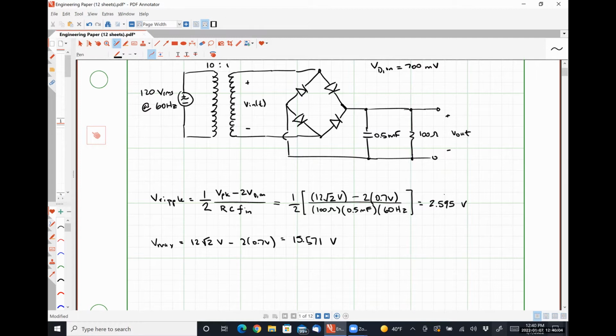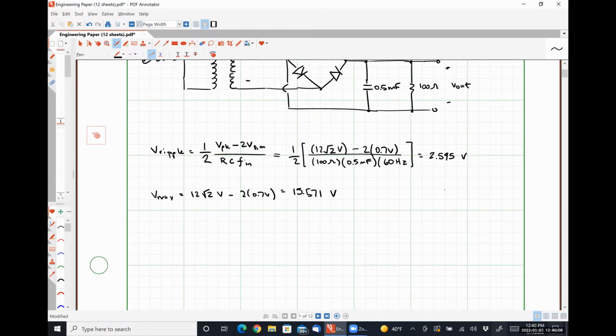So we can do that pretty trivially, right? So just using simple manipulation here, C would be, so if I multiply both sides by C and I divide both sides by ripple, I should have 1/2 V peak minus twice VD on, all over R V ripple fin, right? Is my algebra correct here? Everything seems legit. All right.